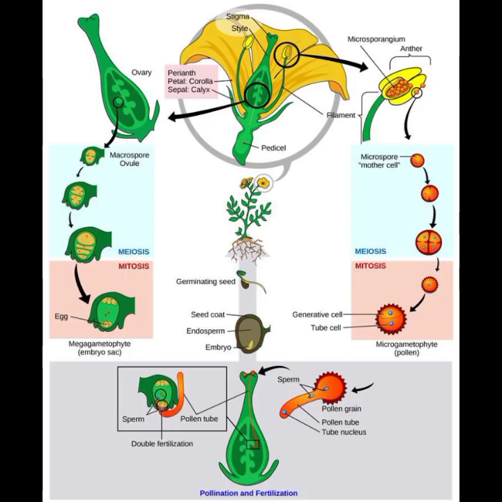Pollination. In flowering plants, the male gamete is found in the dash: A. Ovary, B. Anther, C. Stigma, D. Style. The answer to this is B.